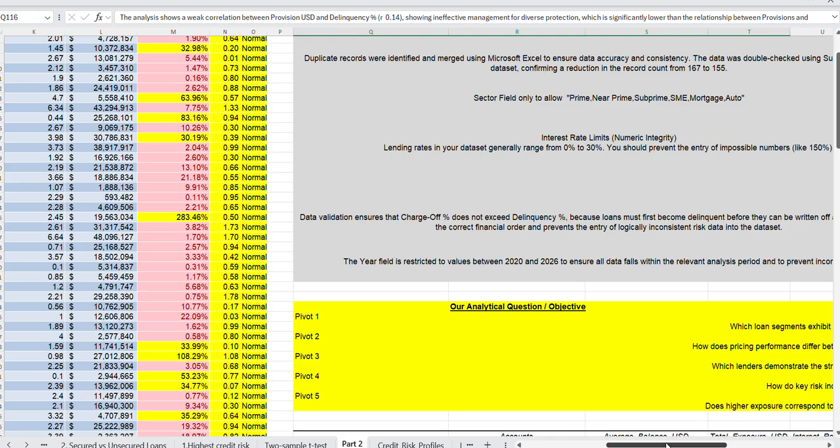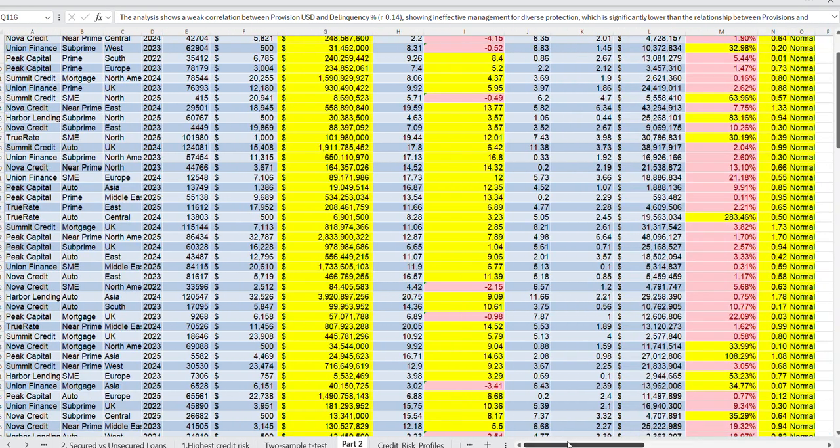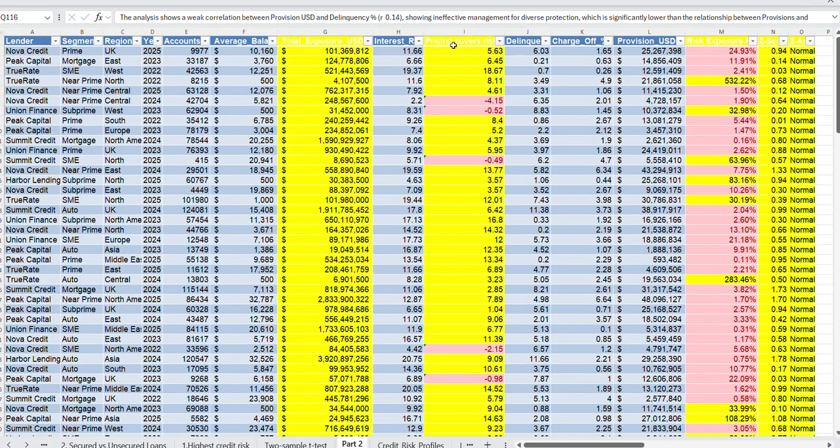Our data and our table, and I also added three new yellow columns. The first one is price coverage ratio. Basically, that's interest rate minus the delinquency, showing the actual profit percentage. Then there's accounts and average balance. So basically, how many accounts and the average balance on those accounts.